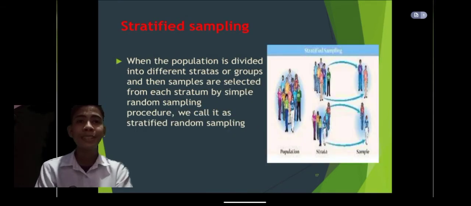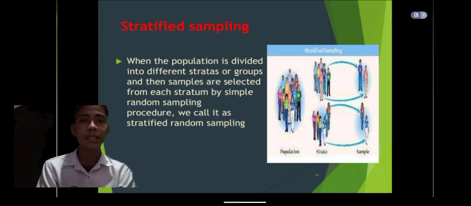Next is stratified sampling. It is when the population is divided into different strata or groups, and when samples are selected from each stratum by a simple random sampling procedure, we call it stratified random sampling.